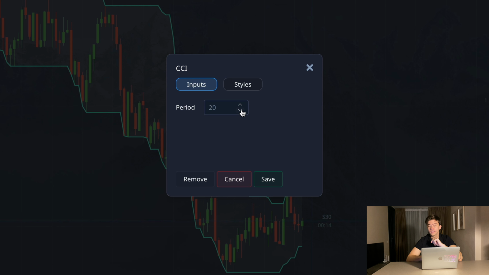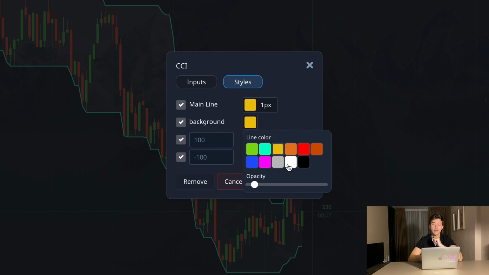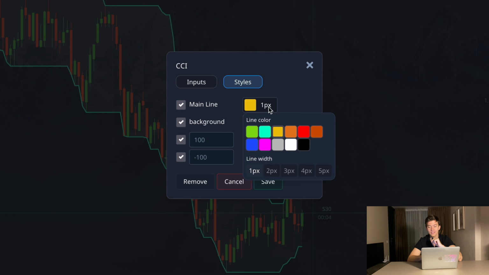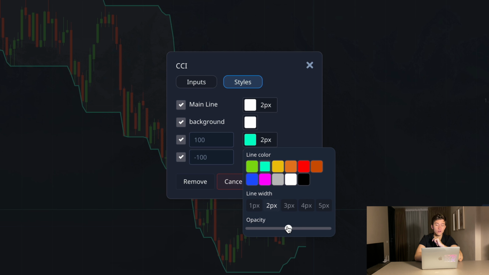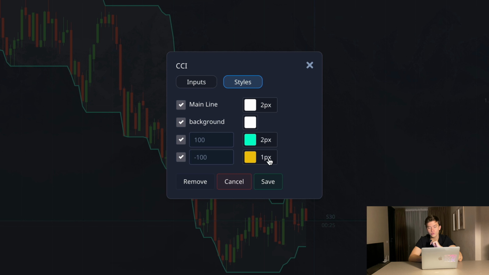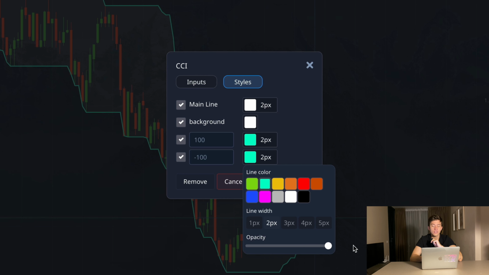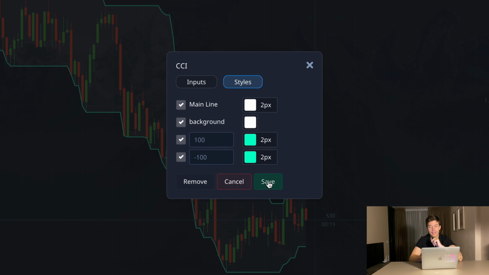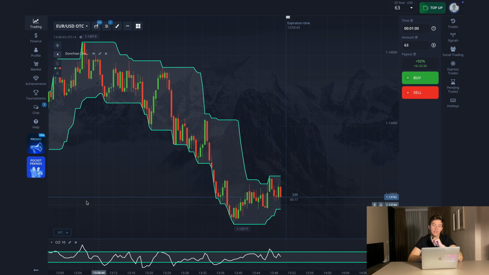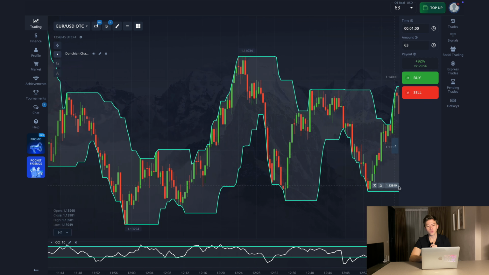Now let's set up the CCI. Set the period to 10, then go to style, set the background to white, make the main line white, width 2, set the 100 and -100 lines to turquoise, width 2, move the opacity slider to the right as well, and then click save. The indicators are ready to work. Friend, if you're trading from your phone, set up everything the same way.